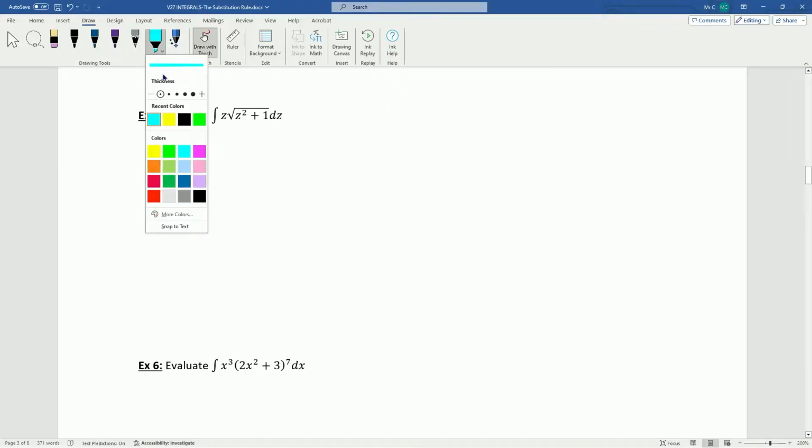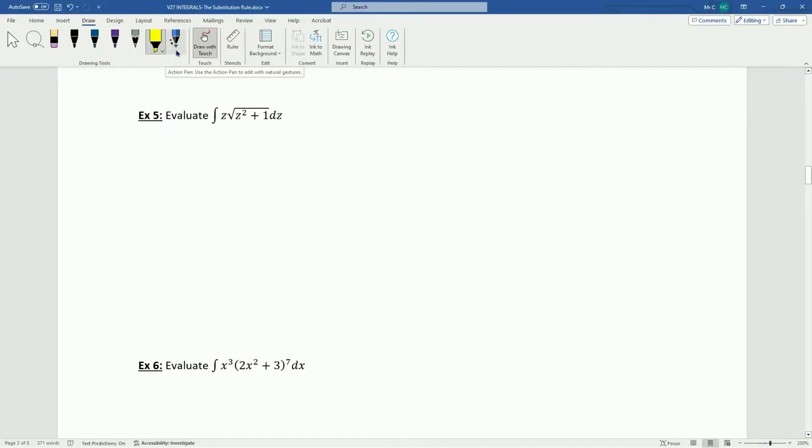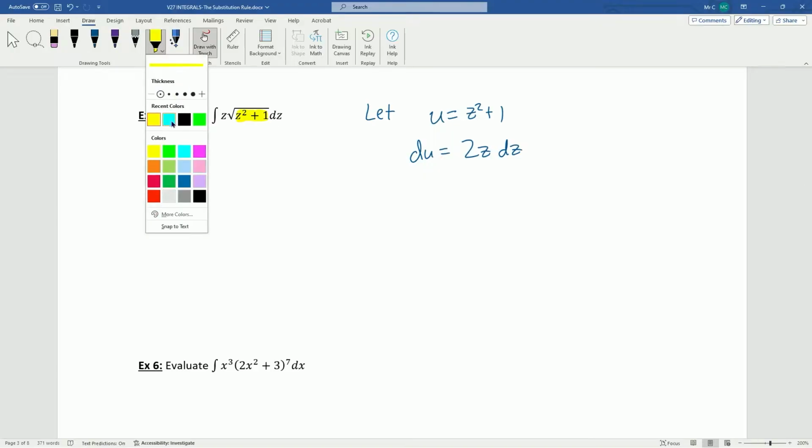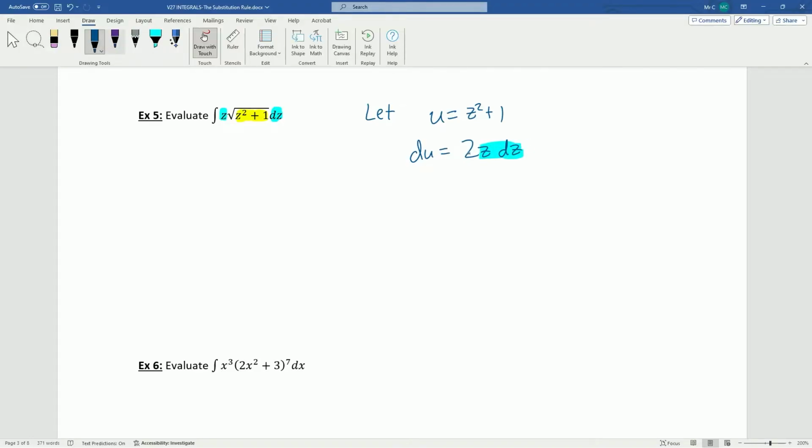So in this case, though, I'm going to take a look. And again, I'm always looking for an inner function, a function inside another function. And here, we've got z squared plus 1 inside the square root. So that's what I'm going to try. Let u equal z squared plus 1. Then du is going to be 2z dz. But what I need to replace here is not 2z dz, it's z dz. So I'm going to divide that 2 across, and I get du over 2 equals z dz. And now I've got everything I need to make my substitution.